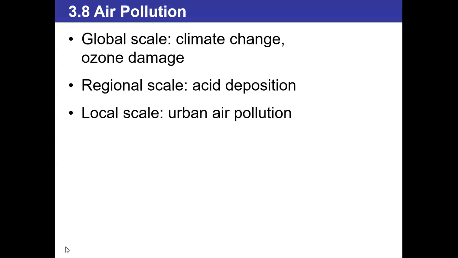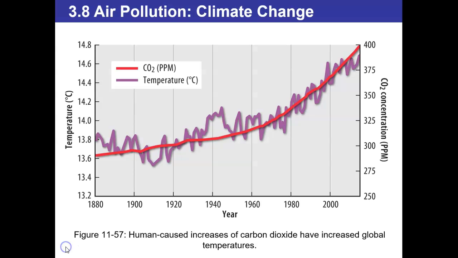Another major source of air pollution is at the local scale, particularly with urban air pollution. So this type of pollution is typically the result of a large number of factories or motor vehicles concentrated in an urban area. Let's take a look at Figure 11-57 located on page 414 of your textbook.